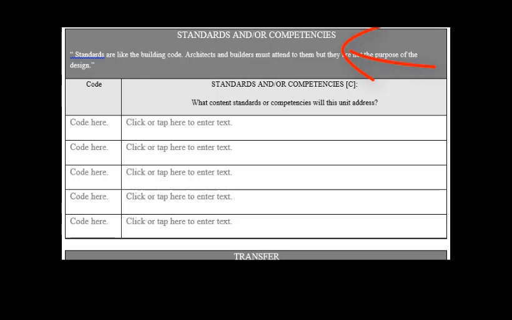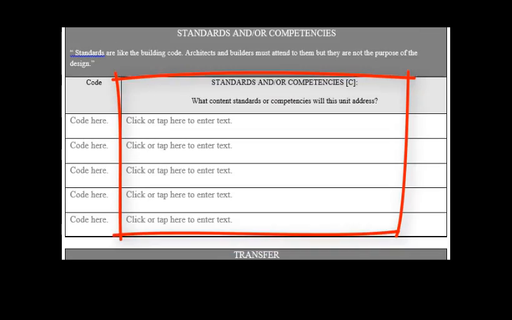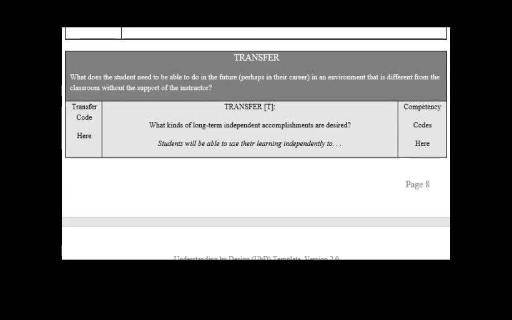The standards and competencies will be listed here. Most professional organizations have competencies of their own, so you'll need to identify which ones can best be utilized in this unit. You'll list the code on the left-hand side as well as the specific competency to the right. Competency codes will be used throughout the next several sections, starting with transfer.